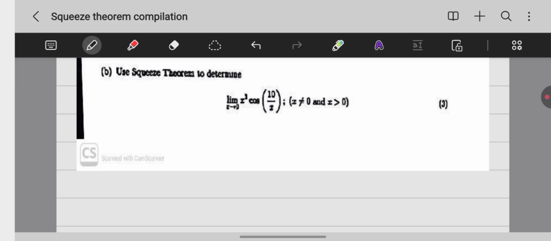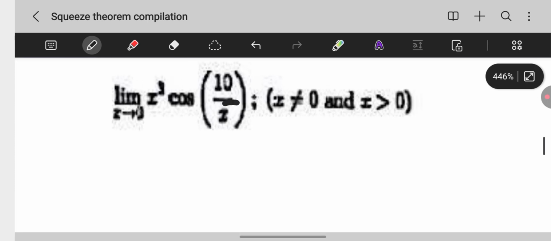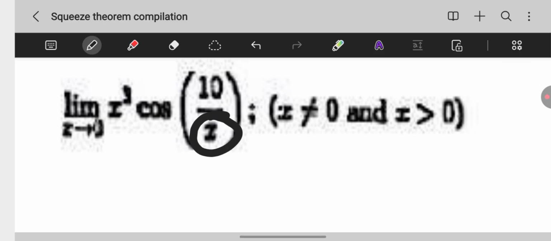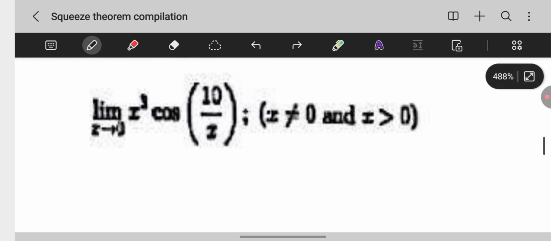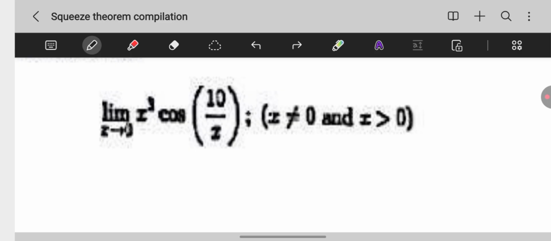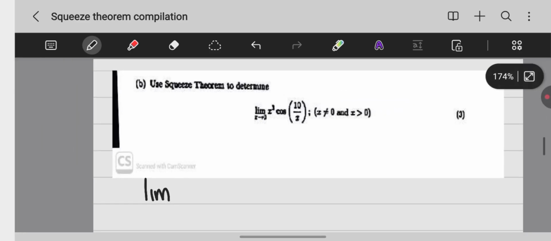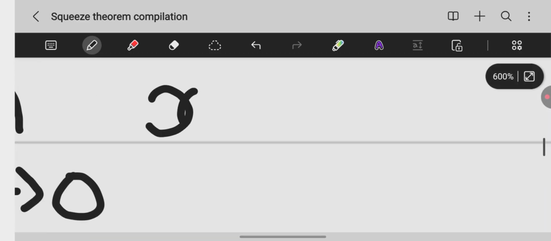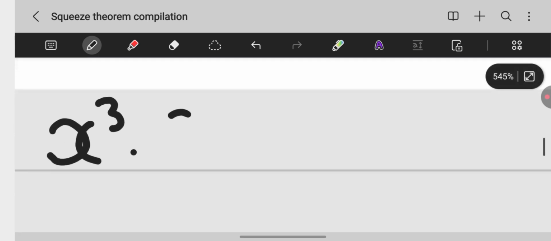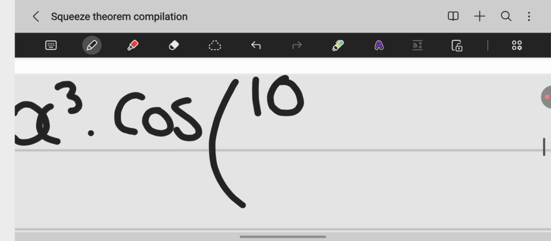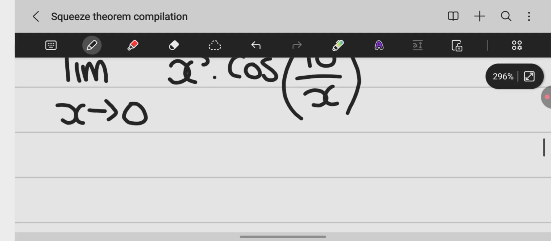Now they say using the squeeze theorem, we have to determine all of this, and then they give us restrictions that x obviously cannot be equal to 0, because if you think about it, if x is equal to 0 here, this would basically mean we have an undefined angle or an asymptote, and that is actually not possible for an angle to be that, so hence why we have restrictions. So let's now find the squeeze theorem.